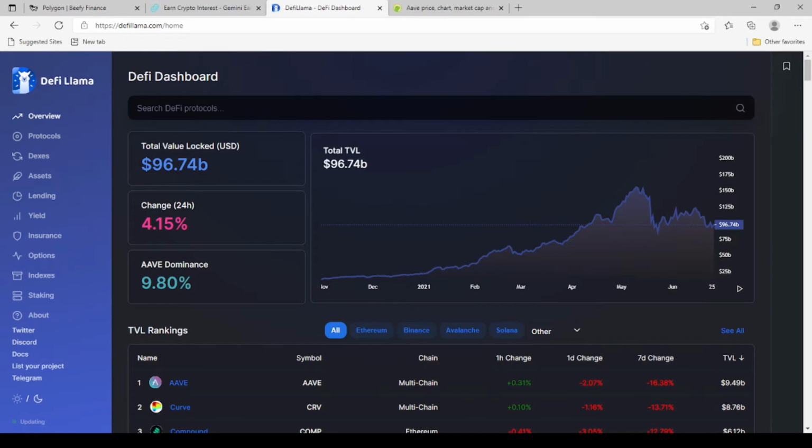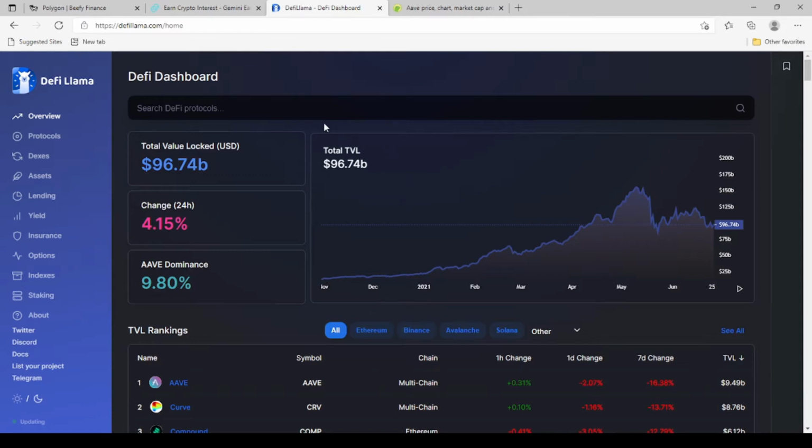So I've tried different dashboards. There's also something called DeFi Pulse, so it's up to you what you want to try. But for me, DeFi Llama, just to get a sense of the space.